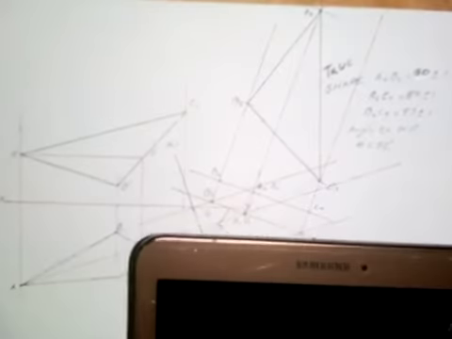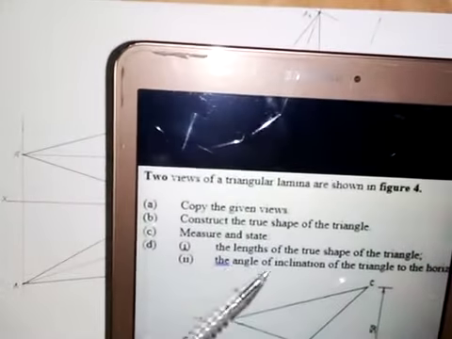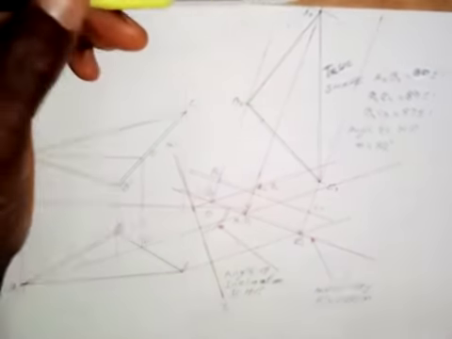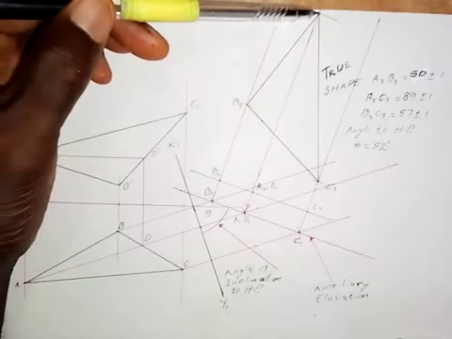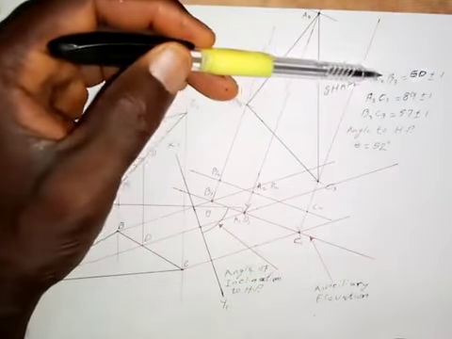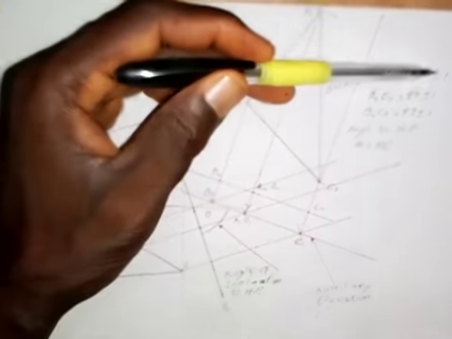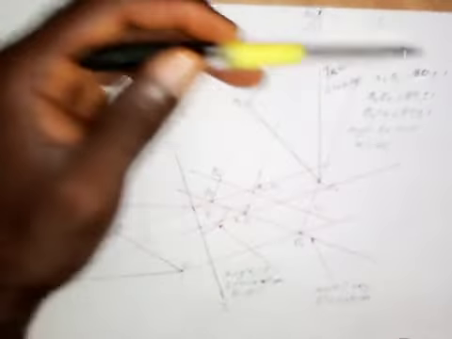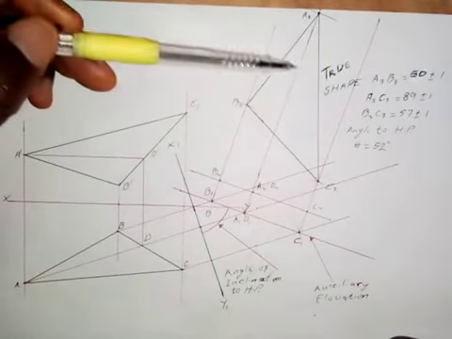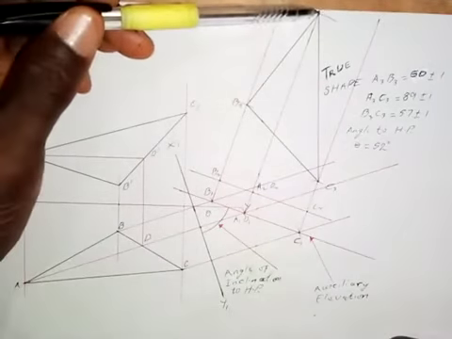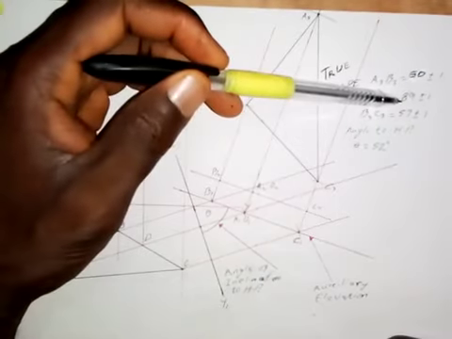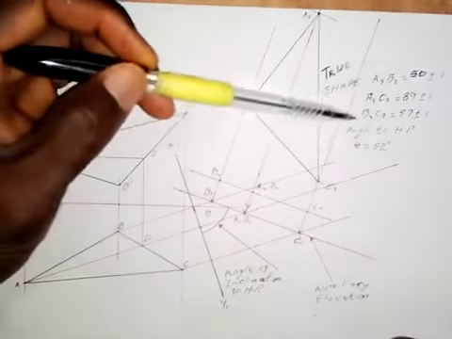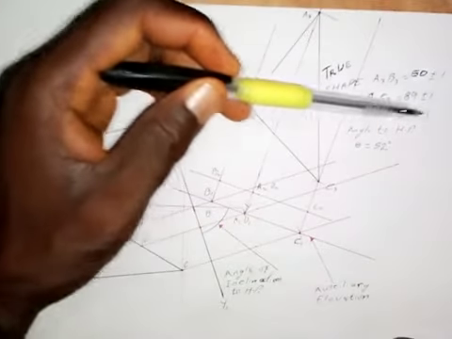Then question B says that we should measure and state the length of the true shape of the triangle. So as we have here, length A3B3, as I've written it here, is 60 plus or minus 1. You have to write it like that. That's how it should be written. And length A3C3 is 89 plus or minus 1. I wrote it here. And length B3C3 is 57 plus or minus 1.